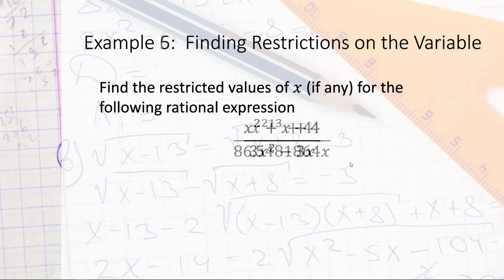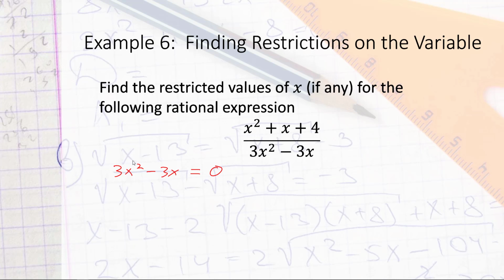For our next example, we have x squared plus x plus 4 divided by 3x squared minus 3x. So when will this be restricted? Whenever 3x squared minus 3x is equal to 0.